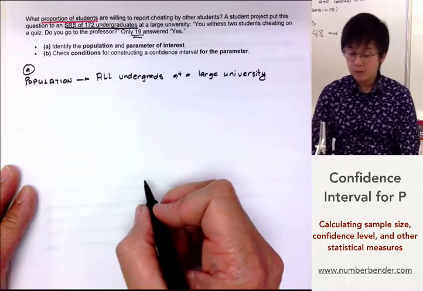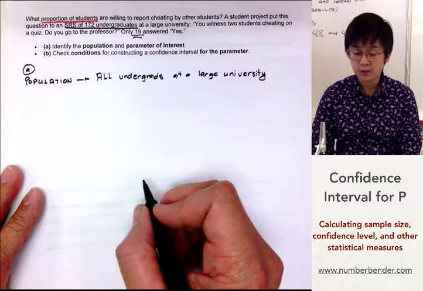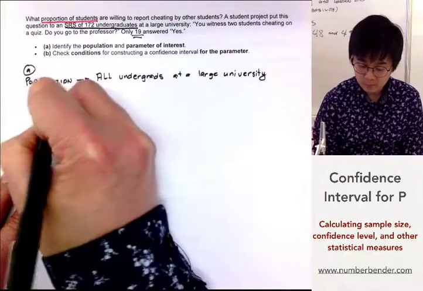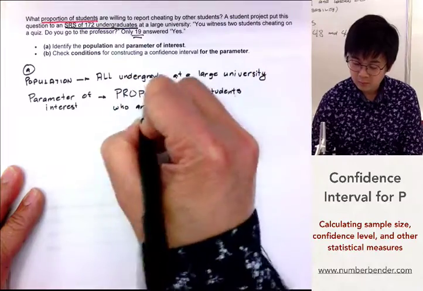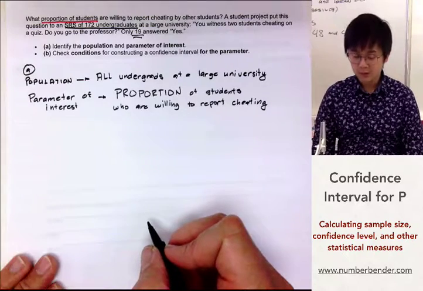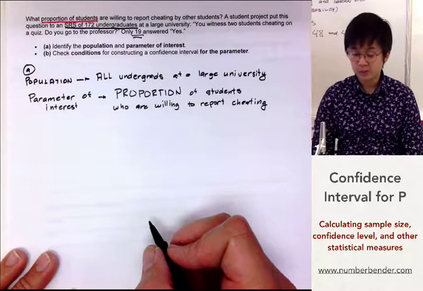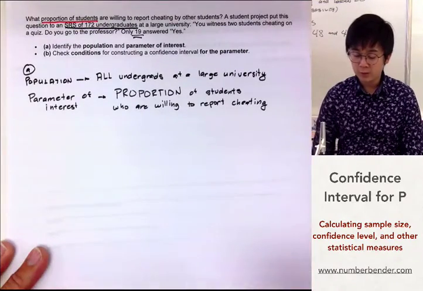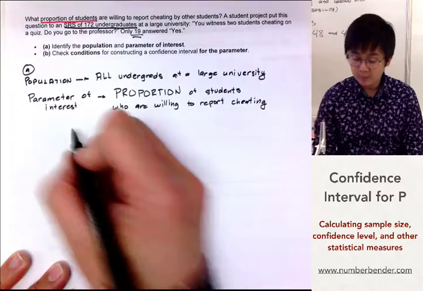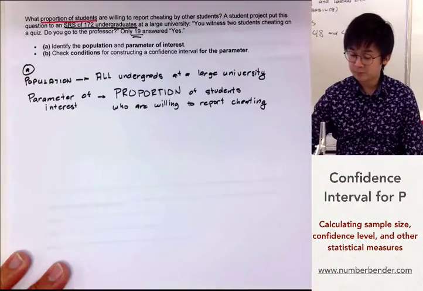And the parameter of interest will be the one that we're estimating, and in this case, the proportion of students who are willing to report cheating by other students. So this is how we identify population and parameter of interest so that we can start working on constructing our confidence interval. Now the second part of the work is to write the conditions of the confidence interval for the parameter, and the parameter we're using is the population proportion, and there are three conditions that we need to satisfy.